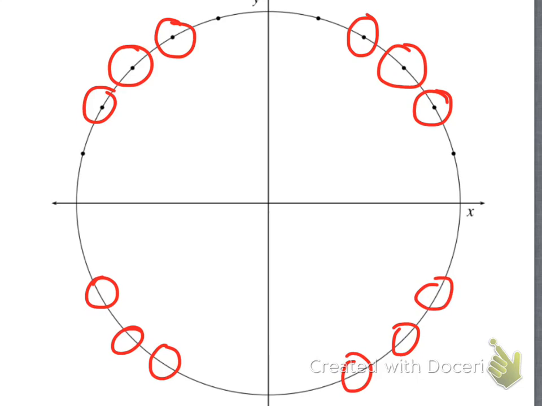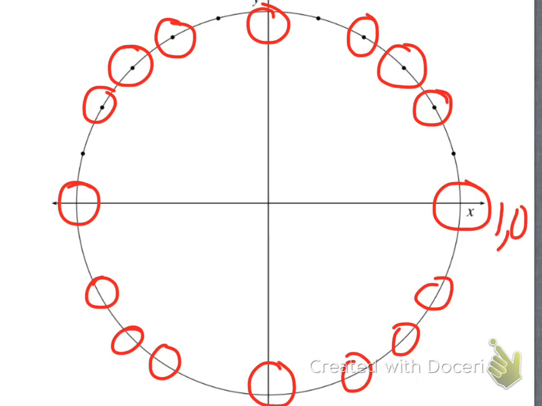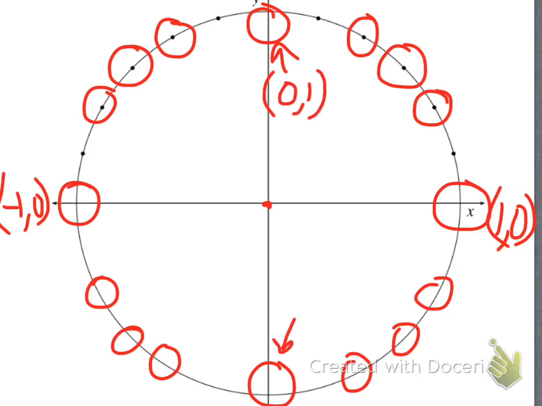We also should be able to get the exact values at these spots here. So this would be 1, 0. This would be negative 1, 0, because the unit circle is placed at the origin. This spot up here is going to be 0, 1, and this coordinate down here is going to be 0, negative 1.